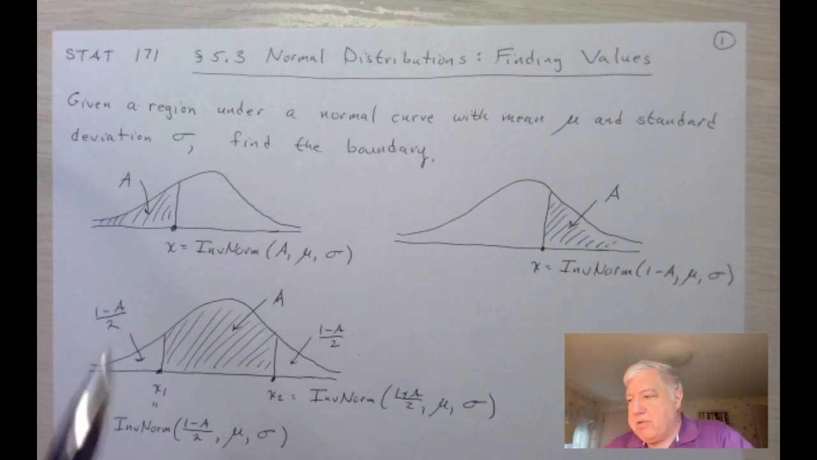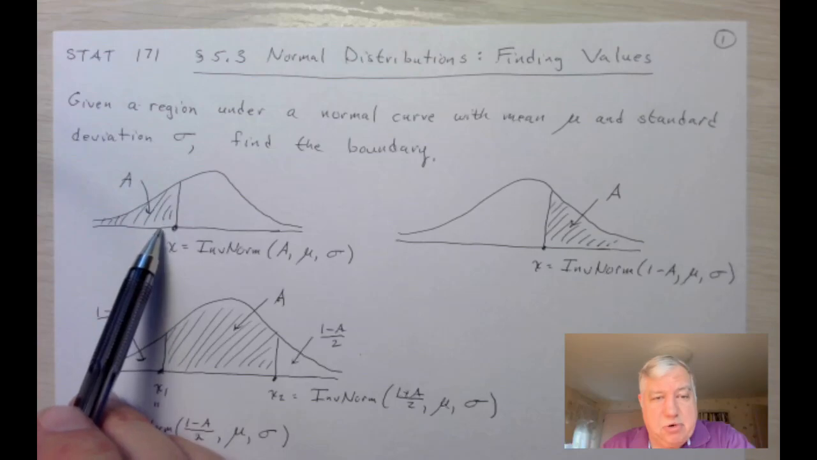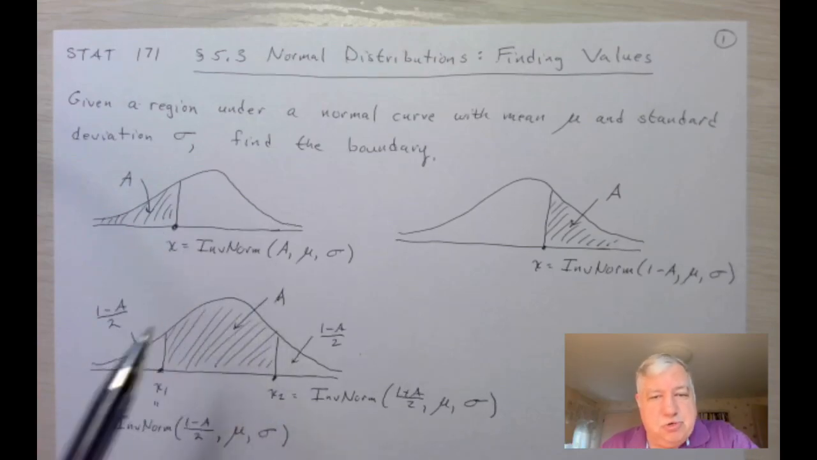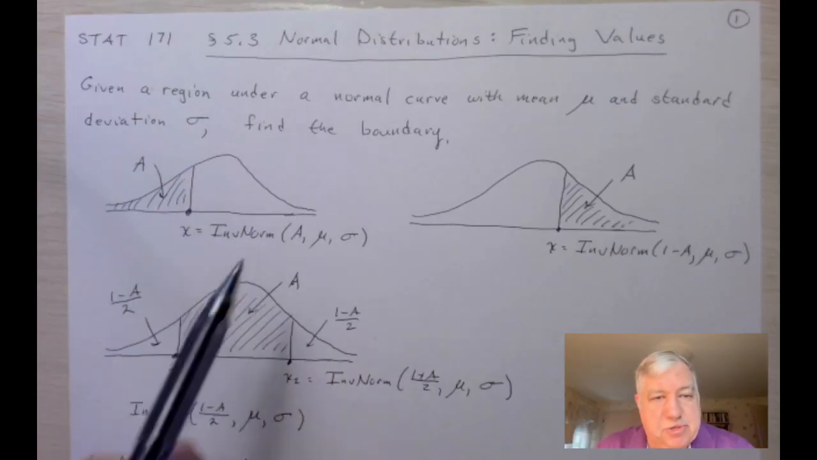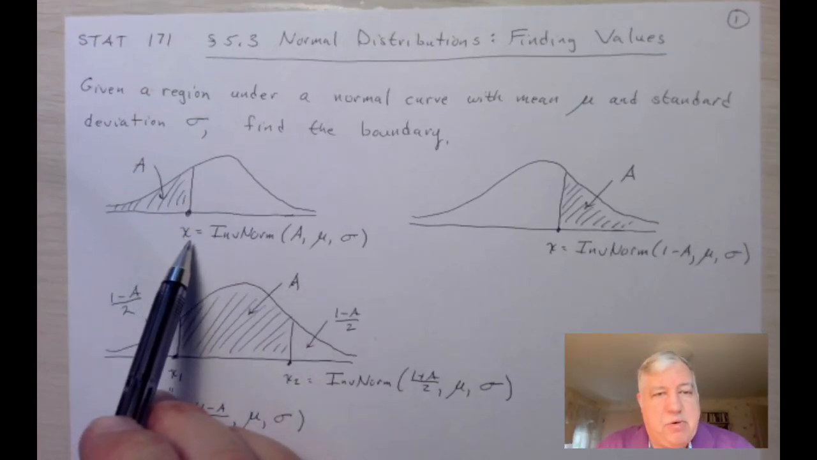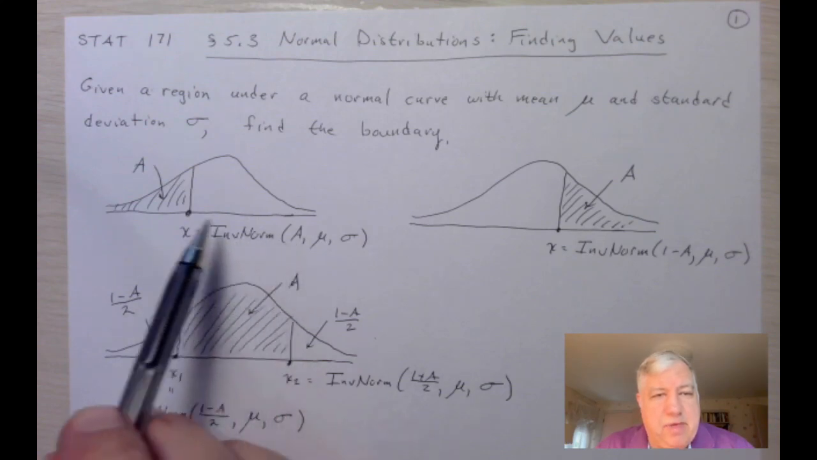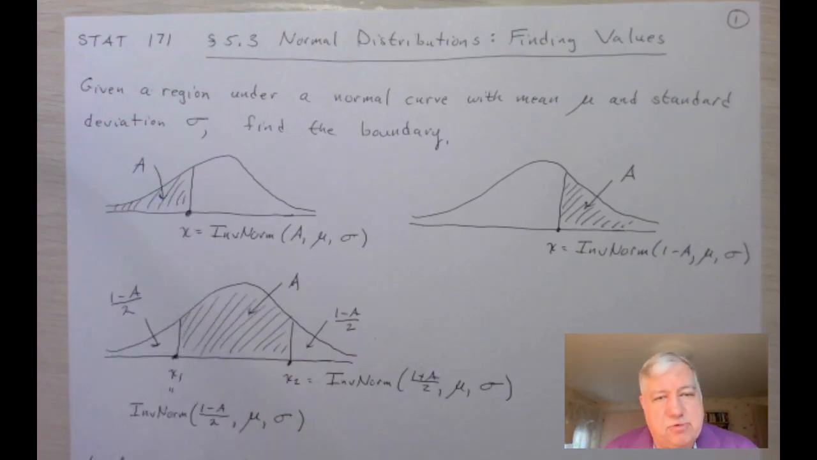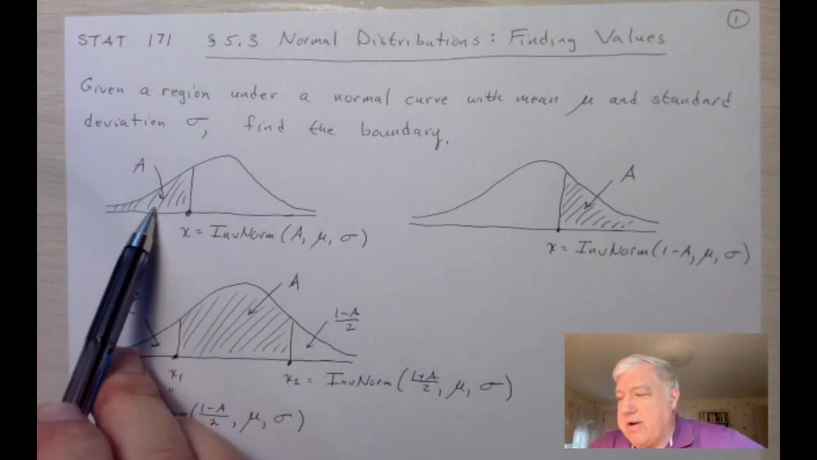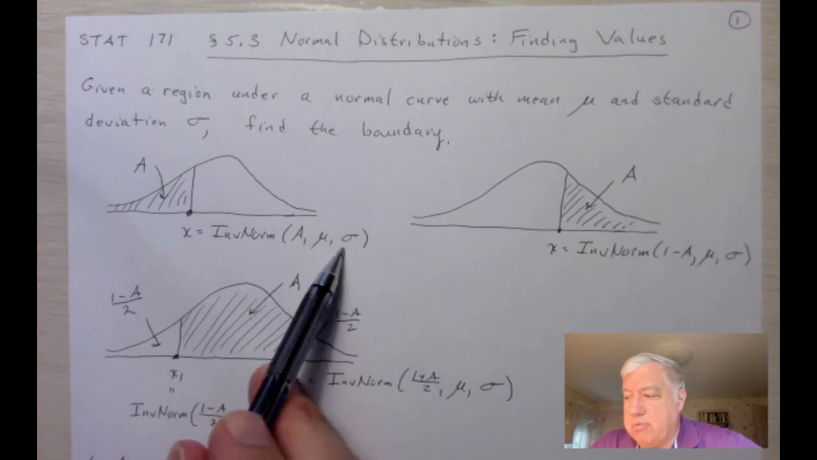Now, it depends on what type of boundary and what type of region you're talking about. Inverse norm assumes that you are trying to find the right boundary of this region. So basically, it assumes that you're giving the calculator the area to the left of this number, and then inverse norm spits out what that number is. So in this case, if this area is A, you would input inverse norm of A, mu, sigma.